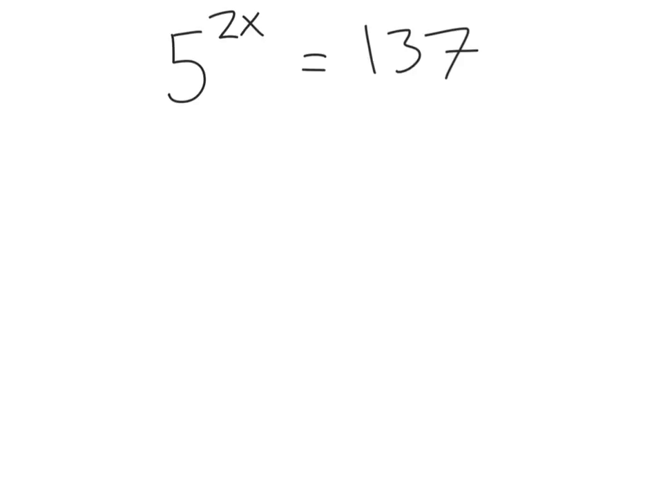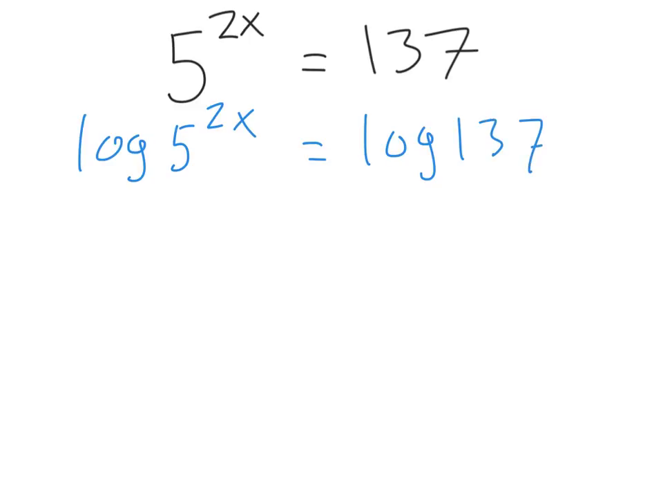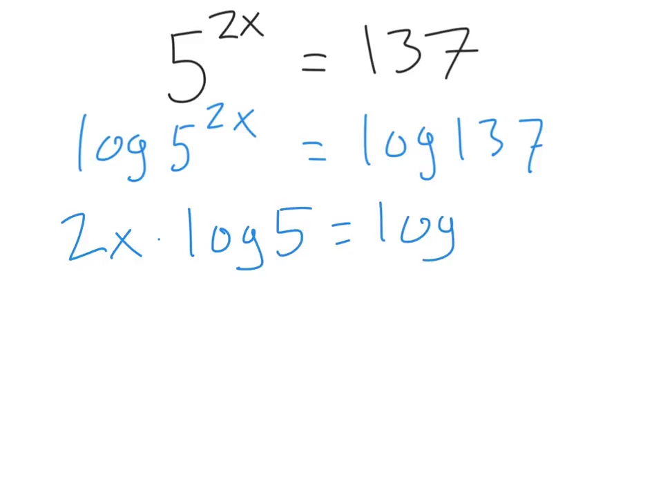Okay, so in this example, we can't write both sides as powers of the same base, so we're going to have to take a logarithm of both sides. So we're going to do log of 5 to the 2x, and that will be equal to log of 137. And now on the left hand side, this 2x is going to come down front by that property, so we're going to have 2x times log 5, and that will be equal to log 137.